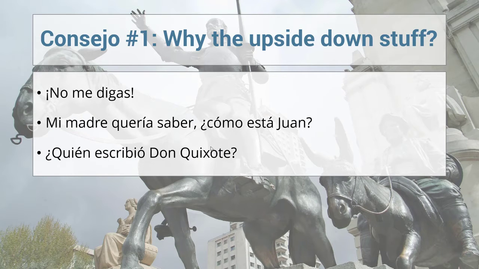So that's why. And it doesn't have to be just at the beginning of a sentence. It could be in the middle of a sentence. Wherever the question or interrogative starts, that's where you put the upside down question mark. So, "mi madre quería saber," my mother wanted to know, is a statement. But what she wanted to know is, how is one? That's where you write the question mark.